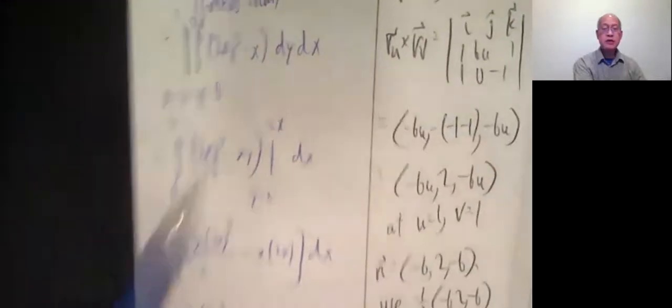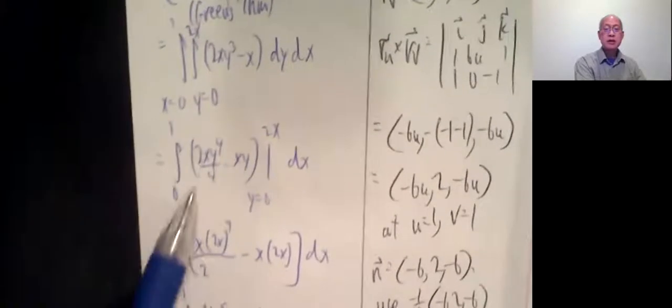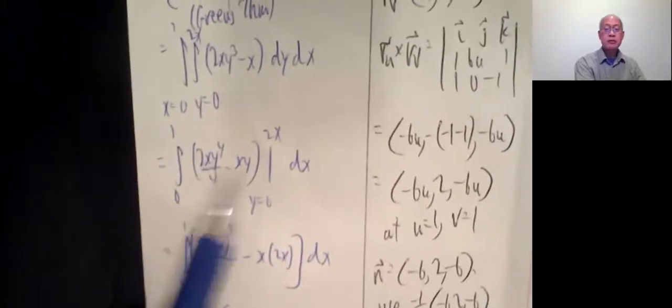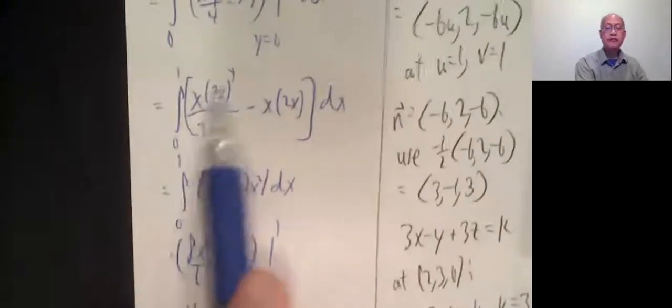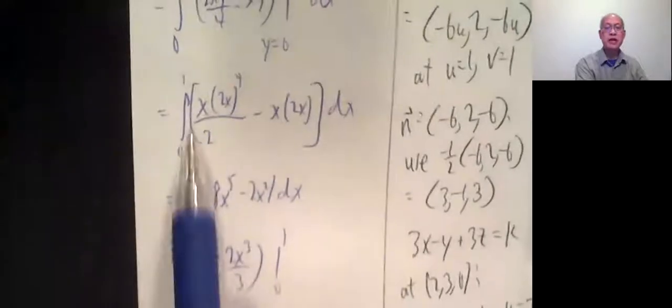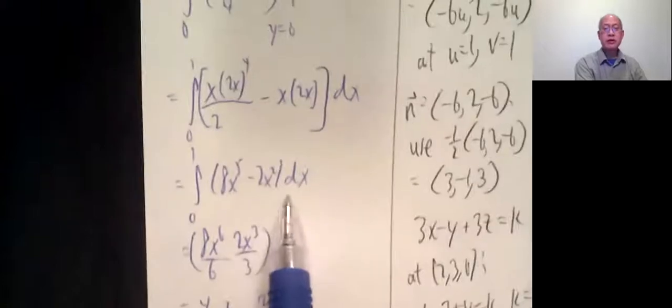Plug in 0, you get 0. Change 2 over 4 to 2 on the bottom. Everywhere you see y, put 2x, so 2x to the 4th power minus x times 2x. Clean that up. That's 2 to the 4th, which is 16, divided by 2 is 8. 8 times x to the 4th is x to the 5th, minus 2x squared dx.